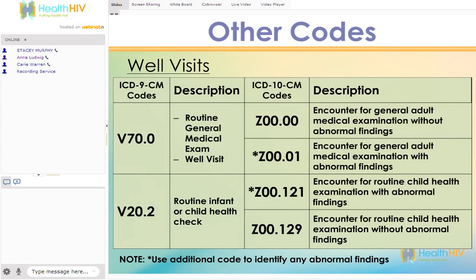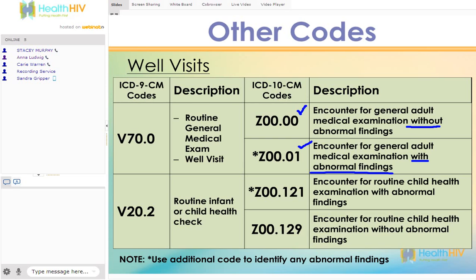Here are some of the well visit codes that we spoke about. So if you have a patient that's coming in for HIV testing and screening, and they have a well visit during that encounter, you would report one of the well visit diagnosis codes as the principal diagnosis. You have 2 sets of codes. The first set is for your adult population, and if you'll notice, the Z00.00 denotes well visit without abnormal findings, and your Z00.01 is with abnormal findings.